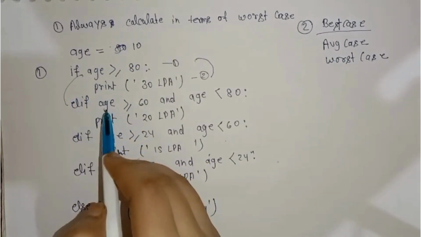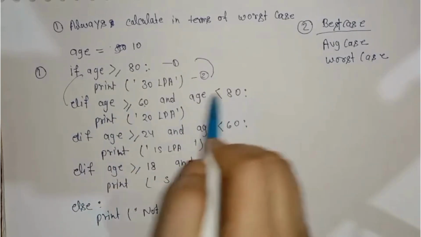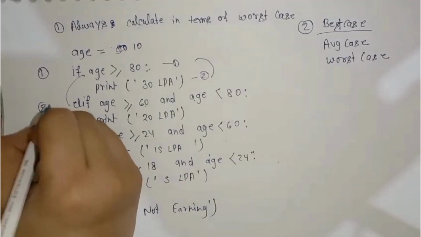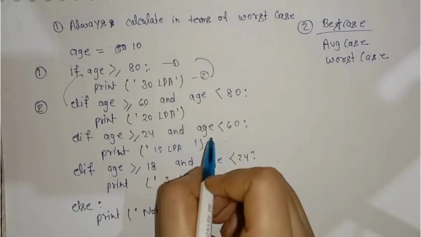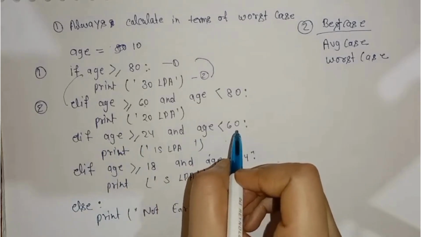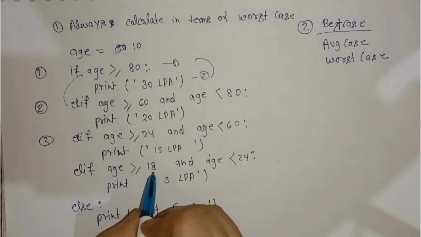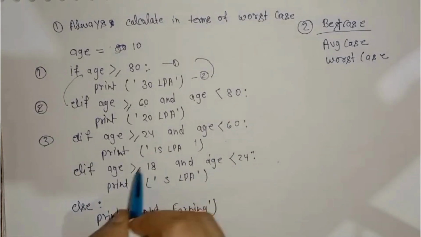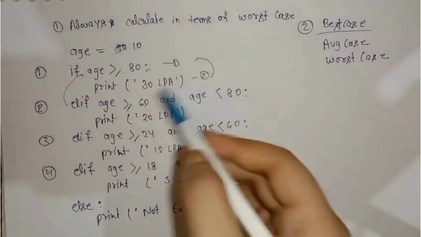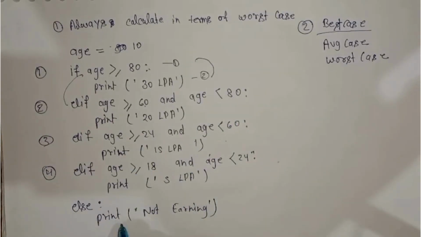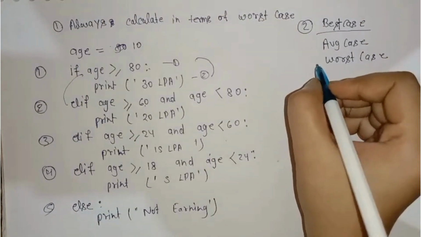Next, if age is greater than or equal to 60 and age is less than 80, is it true? No. Second operation: if age is greater than or equal to 24 and age is less than 60, is it true? No, so this is our third operation. If age is greater than or equal to 18 or age is less than 24, no, so this is our fourth operation. And else, if none of this is true, then what? Print not earning. So in the worst case we have 5 operations.